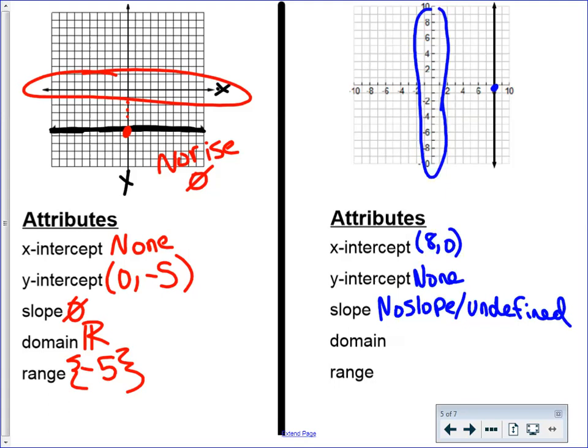Domain. This time, it's my domain that stays the same every time. Every time I go down this line, I'm always having the same x value of 8. So I'm going to make these curly brackets and put that 8 in there, telling me 8 is my only x value. My range, on the other hand, has arrows up and down, so my range would be all real numbers.